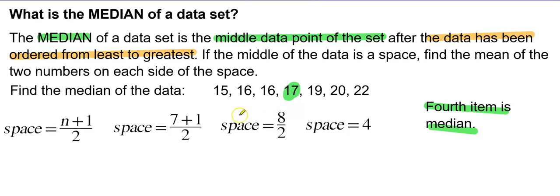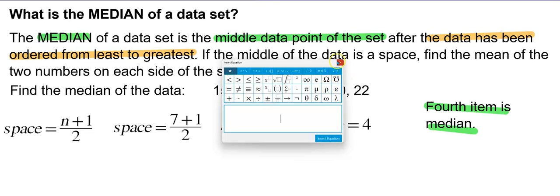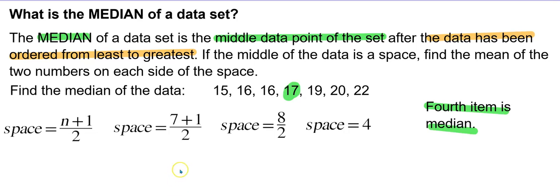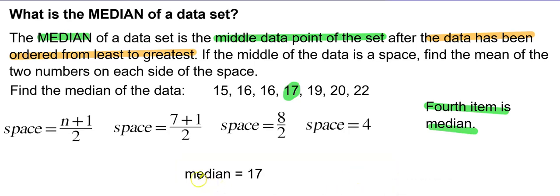Notice it cuts the data set right in half, 3 and 3. So my median is 17. The middle value of this entire data set is the number 17. Now, if this had been a fraction, that would have been a space to cut it in half. There would have been an even number of data points.